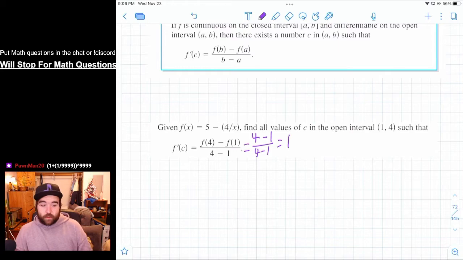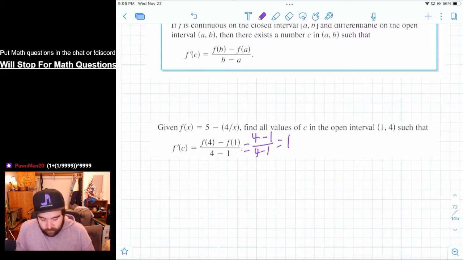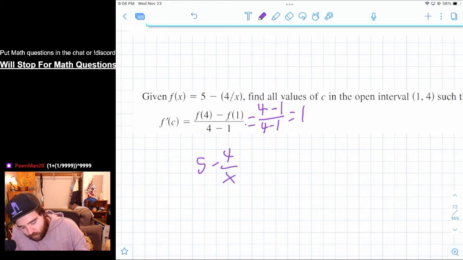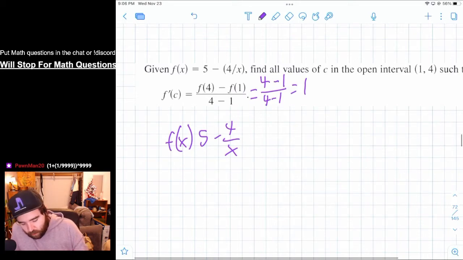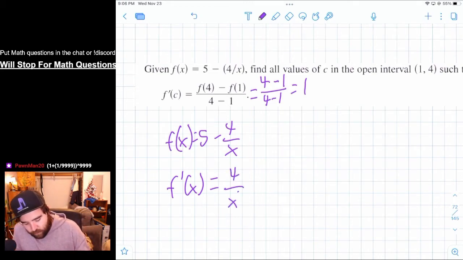And we know it's continuous. It's only not continuous at x equals 0. So we just need to find a place on this function where the derivative is equal to 1. So we'll take the derivative. F prime of x is the derivative of 1 over x, which is negative 1 over x squared. So this is positive 4 over x squared. And we're trying to see where that's equal to 1.